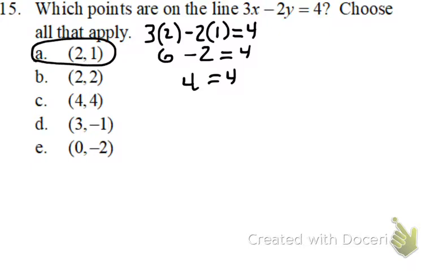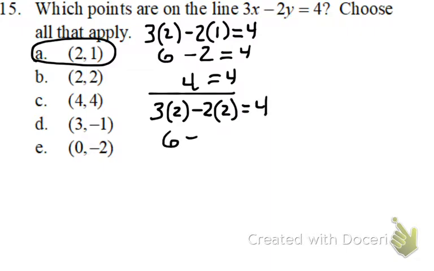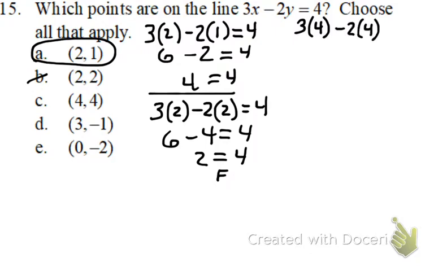If we put 2, 2 in, replace x with 2 and y with 2. 6 minus 4, that's 2, so that is not 4. Since that's false, it is not a solution. If we put 4, 4 in, 3 times 4, that's 12, minus 2 times 4, that's 8. 12 minus 8 does give us 4, it checks, it works, it's a solution.